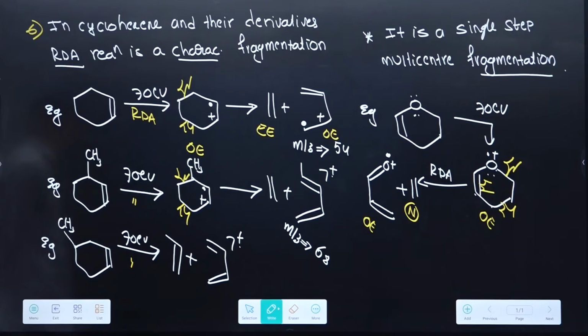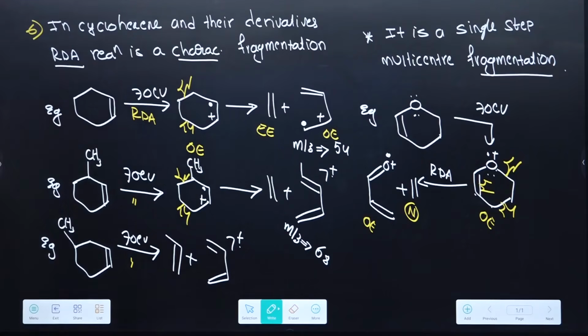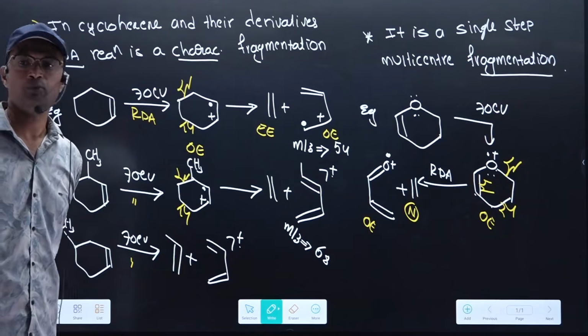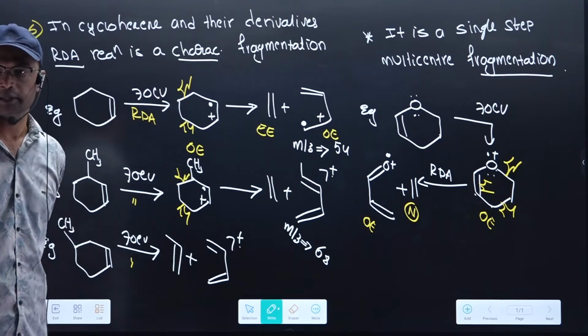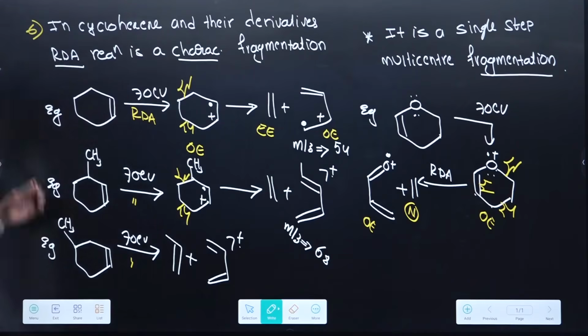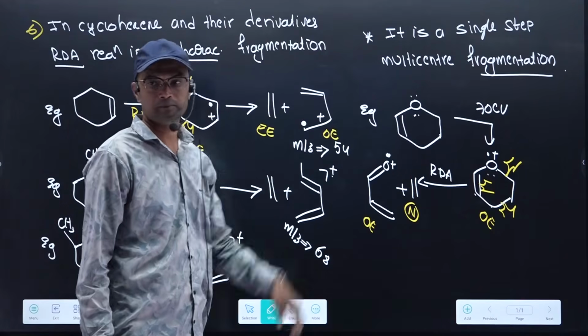MZ value you need to calculate. Every oxygen, assume as carbon, count 12. Then every oxygen add 4. Then at last you add hydrogens. That is the process to calculate MZ value. If this molecule is given, it undergoes retro-Diels-Alder, RDA.